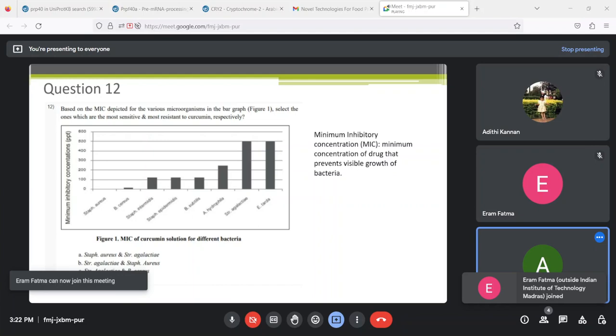So the lower the MIC, the more potent the drug is against that particular bacteria, which means that bacteria is sensitive. The higher the MIC, the more resistant the bacteria, because you will require a very high dose to prevent the growth of bacteria. So low MIC means lesser resistance and high MIC means higher resistance to that particular compound. So in this case, which of the organisms is the most sensitive and the most resistant?